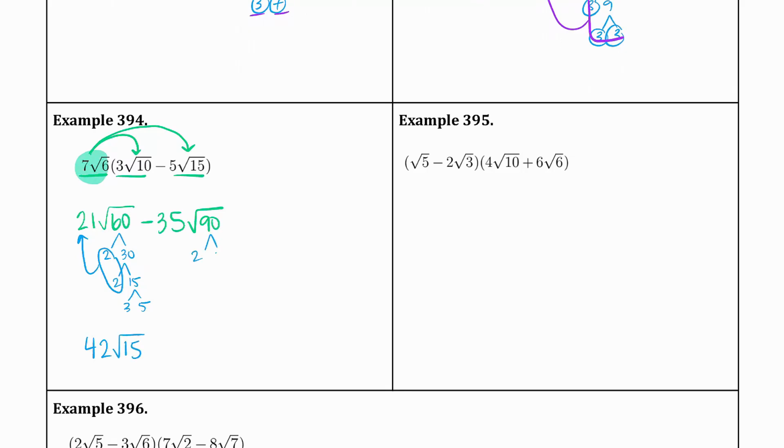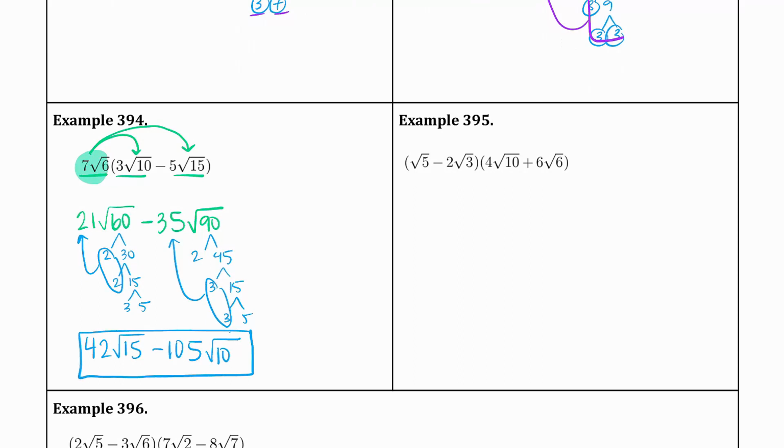And here I've got 2 and 45, 3 and 15, 3 and 5. So we've got a pair of 3's we can bring out. 3 times 35 gives me negative 105. We have a 2 and a 5 left over on the inside, or 10. So they're still not like radicals. We still can't combine them, but they could be simplified.